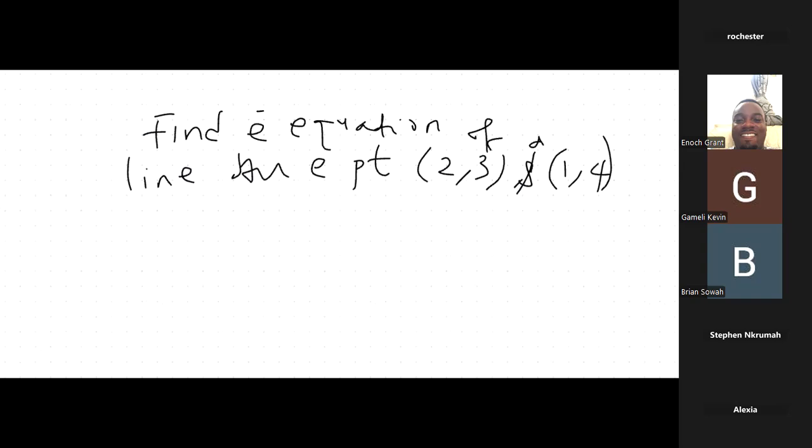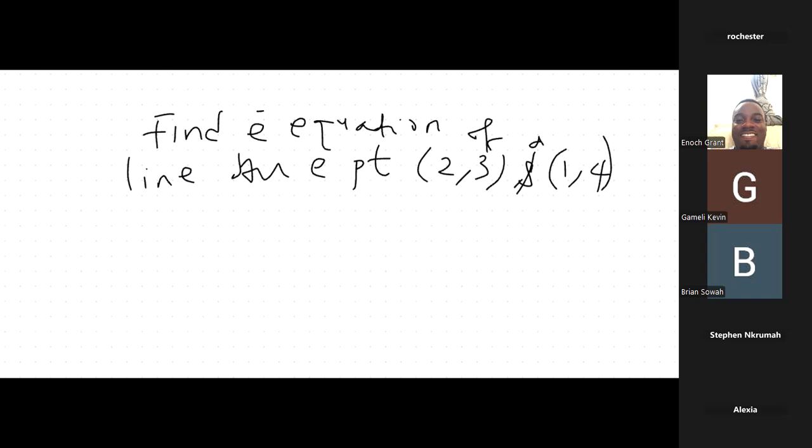Now you have been given these 2 points, and they say find the equation of the line between these 2 points. The first thing to do is to decide to keep any of them as your first point or your second point. In our case, we want to use 2, 3 as our first point, and 1, 4 as our second point. Is that okay? Good. Now let's go.